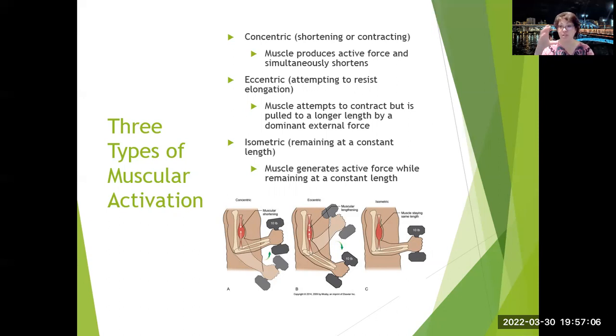So the muscle's not changing in terms of length. It's not shortening as in a concentric contraction. It's not elongating as in an eccentric contraction. It's remaining at a constant length, but it's still contracting. So isometric contractions are not rest. The muscle's contracting, but it's staying at a constant length.